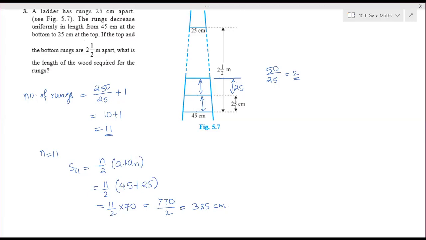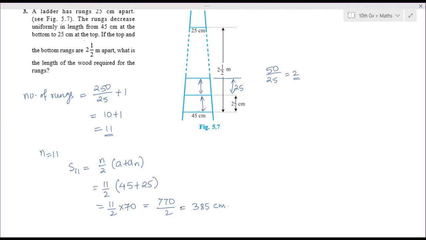Ma'am, I didn't understand, ma'am. Can you explain once more? What did you not understand in that? Ma'am, I don't know how it became 250 by 25. Read the question 2 times. First try to understand the question. What have they given?